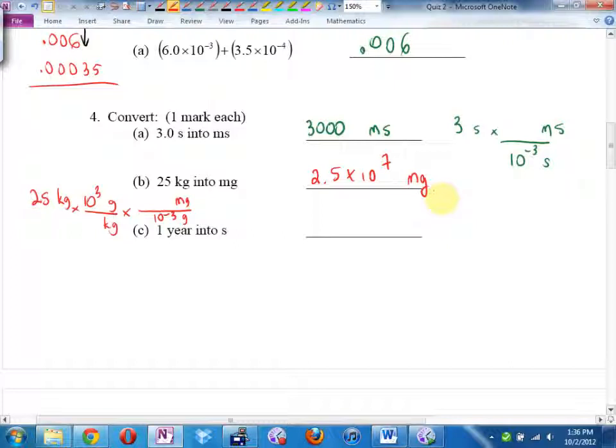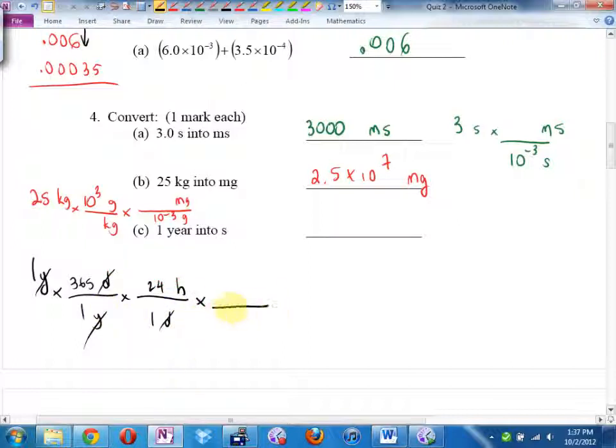1 year into seconds. Always start out by writing down the question. I feel better. Do I know how many seconds are in a year? No. Oh, you know what? I know days. 1 year is 365 days. And yay, the years cancel. And I know that 1 day is 24 hours. Yay, and the days cancel.